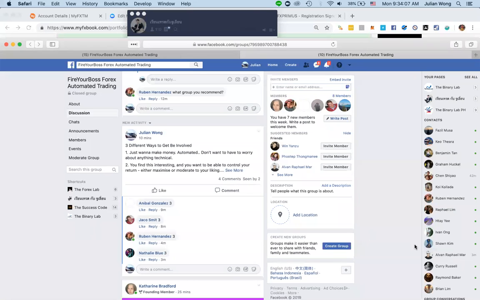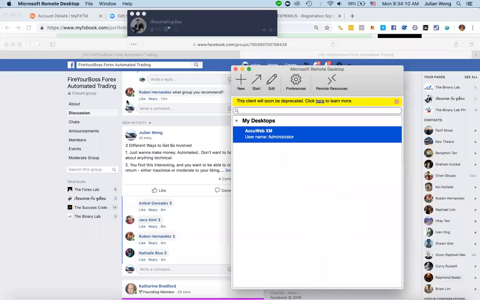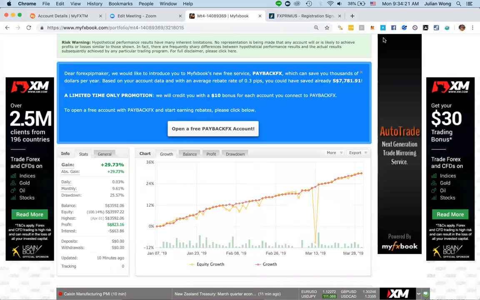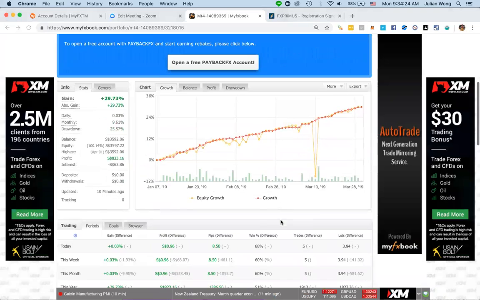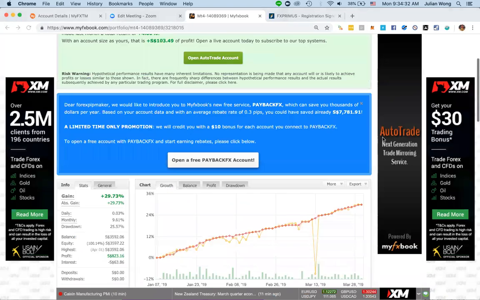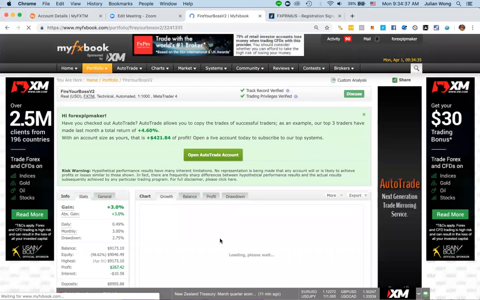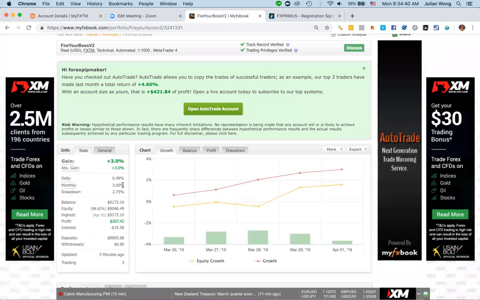With regards to trading, for those of you who come in on an automated system, what that basically means is that you'll be on a system such as this, and you'll be getting returns for a small commission on profits. The system that's currently running is this one. It doesn't show a monthly 3%, because the month is not over yet. It just started a few days ago because I redid my settings and restarted it.